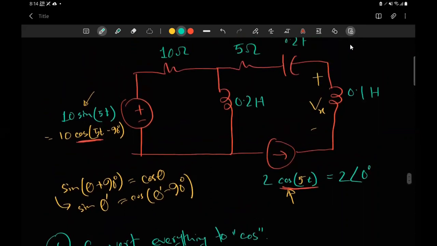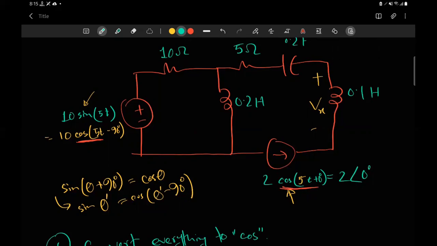So he is asking why there is 0 degrees. Because you can actually write this as 5t plus 0 degrees. That is why. So you basically have a 0 here, like this, right? So we're writing 2 angle 0 degrees.